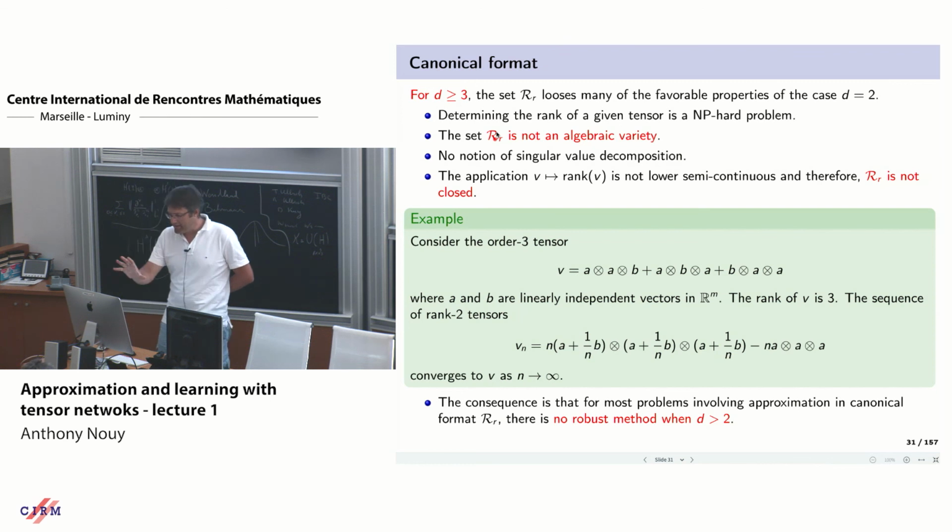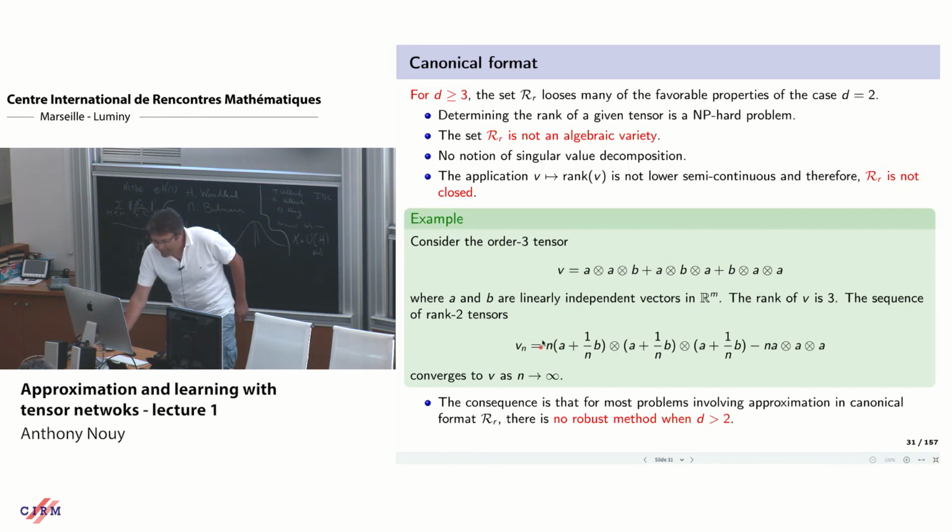Okay, directly using this set for a numerical purpose is usually not stable. About this non-closedness property, here I give you a simple example that allows you to see the problem. Consider the order 3 tensor whose rank is 3. It's quite easy to see that the way it is defined, the rank is 3. It's a sum of 3 elementary tensors with either a vector a or b as different components. So this has a canonical rank equal to 3.